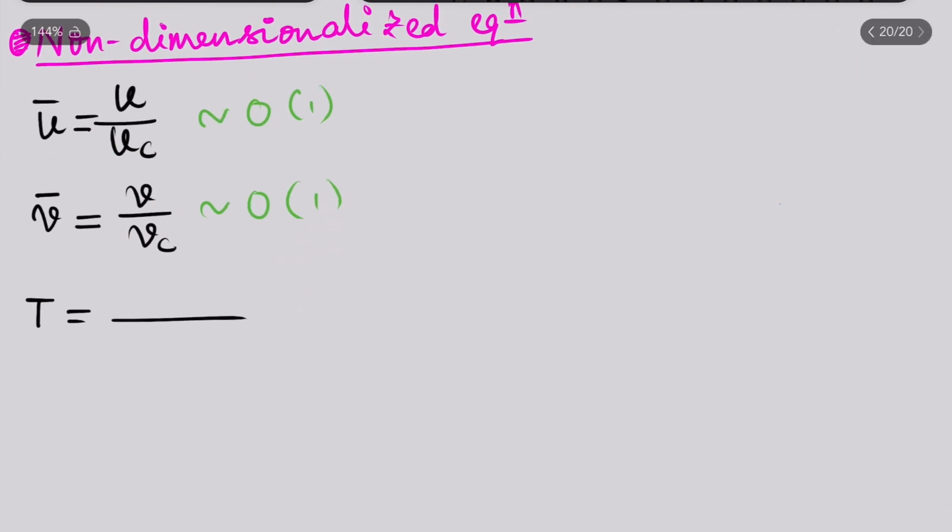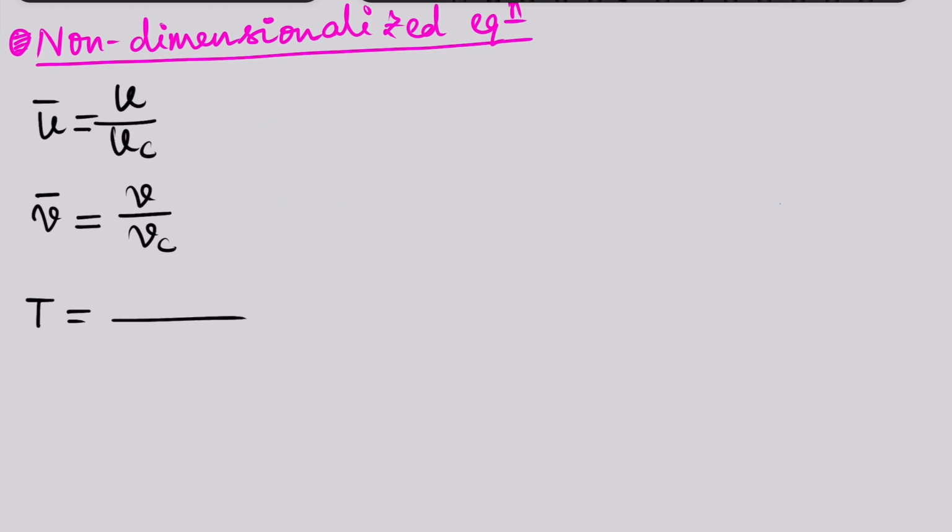If you haven't understood the significance of doing this, just wait and watch. But my objective is that I have to choose judiciously this Uc and Vc so that this U bar and V bar, which is the combination of Uc and Vc, should be of the same order. So let us see how we can do that. Clear? Okay.